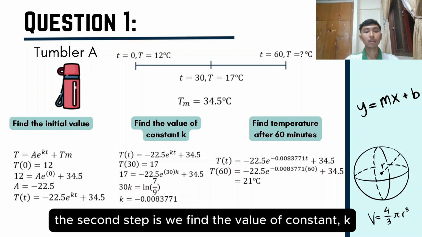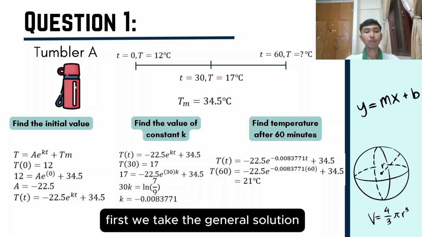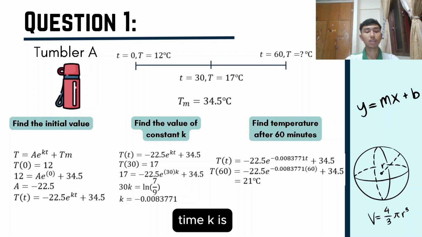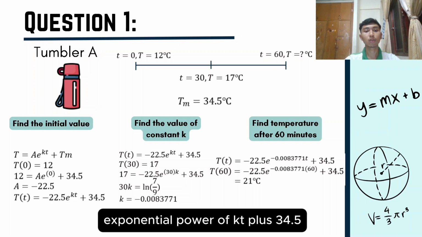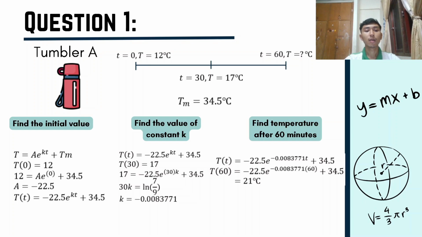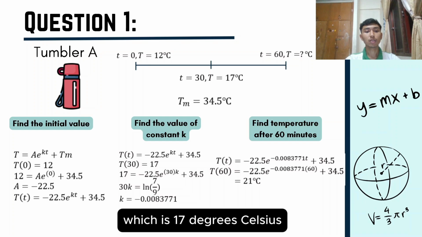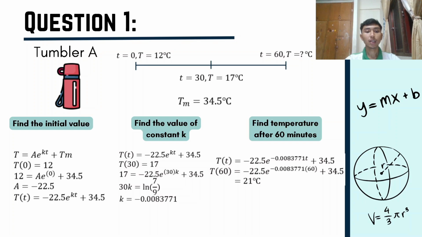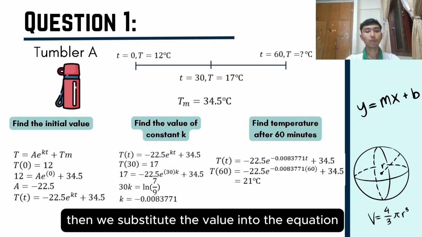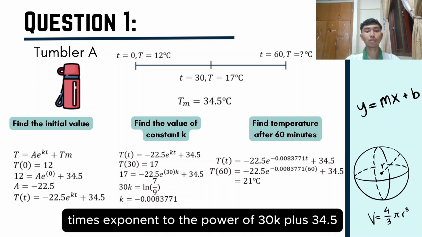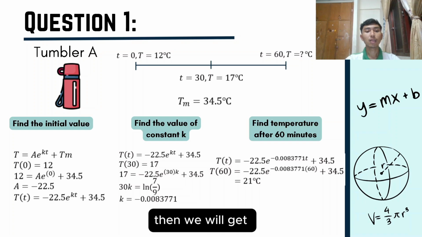The second step is we find the value of constant k. First, we take the general solution, which is the temperature of the tumbler at time t equals negative 22.5 times e to the power of kt plus 34.5. Then we insert the time 30 minutes for the temperature of the tumbler, which is 17 degrees Celsius. Then we substitute the value into the equation. We will get 17 equals negative 22.5 times e to the power of 30k plus 34.5. Then we will get 30k equals ln 7 over 9.